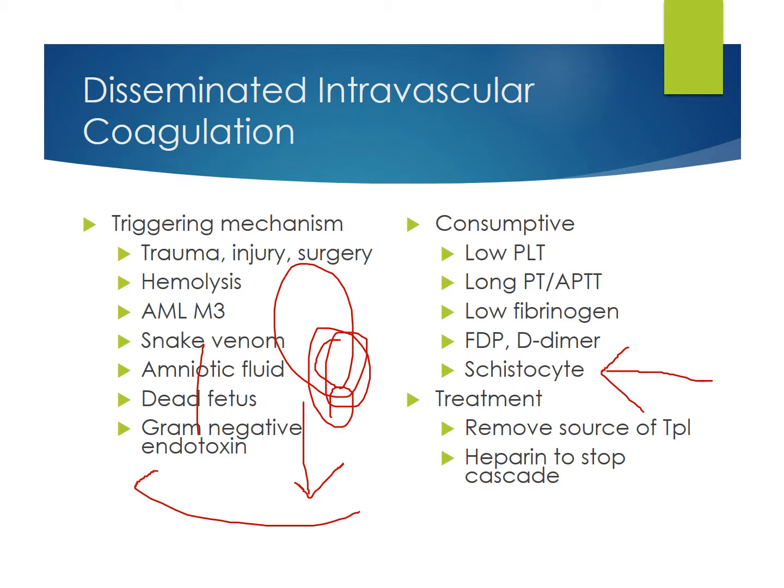We got to remove the source of what's causing the coagulation cascade to begin with in the first place. And even though these folks are bleeding out, you will sometimes give them heparin. Why? Heparin's an anticoagulant, and it'll slow down the coagulation cascade and allow your liver to catch up and manufacture sufficient clotting proteins.